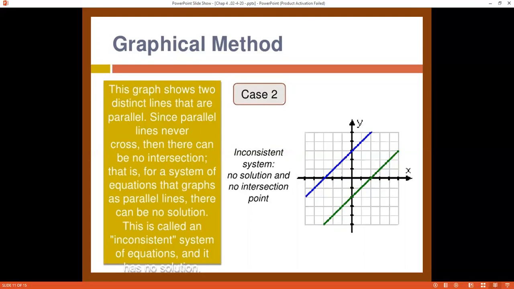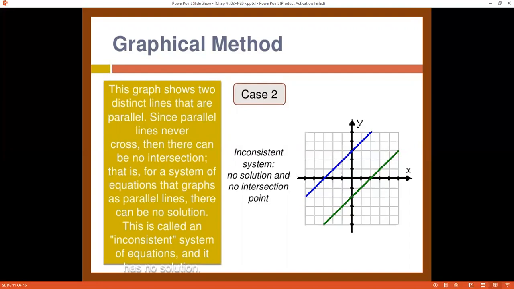lines in the graphical method, then we will say that this is an inconsistent system, with no solution, because parallel lines have a property: they are not able to intersect each other. When they are not able to intersect, it means there is no solution. हमेशा solution हमारे पास तभी आएगा जब दो lines क्या करेंगी, intersect करेंगी.